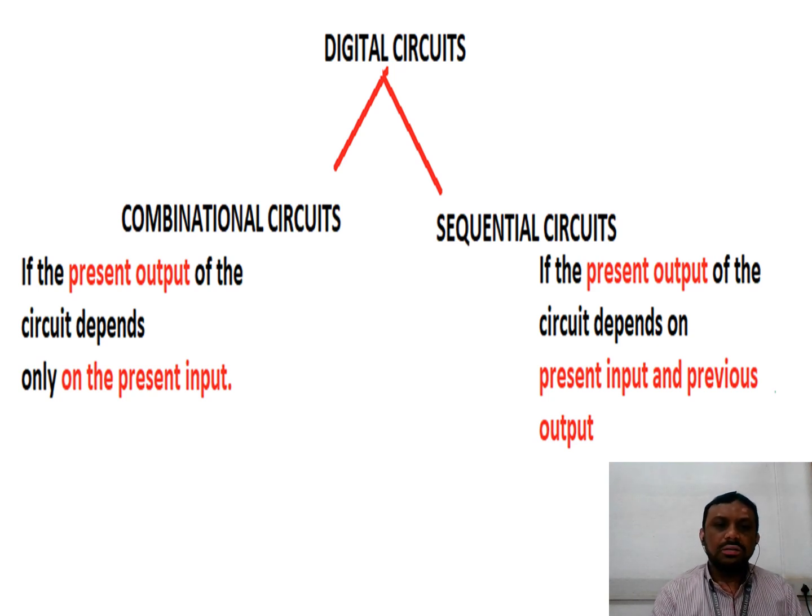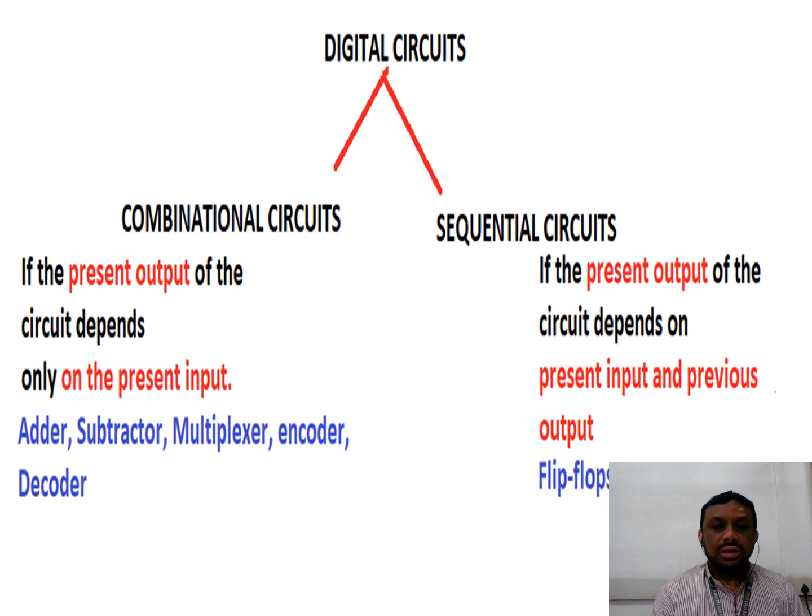So what are combinational circuits? If the output of the circuit depends only on the present input, such types of circuits are called combinational circuits. If the output of the circuit depends upon the present input and previous output, such types of circuits are called sequential circuits.